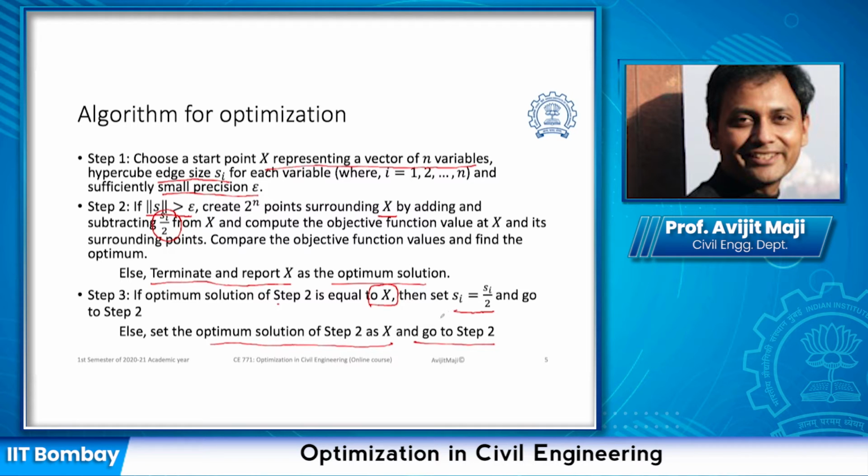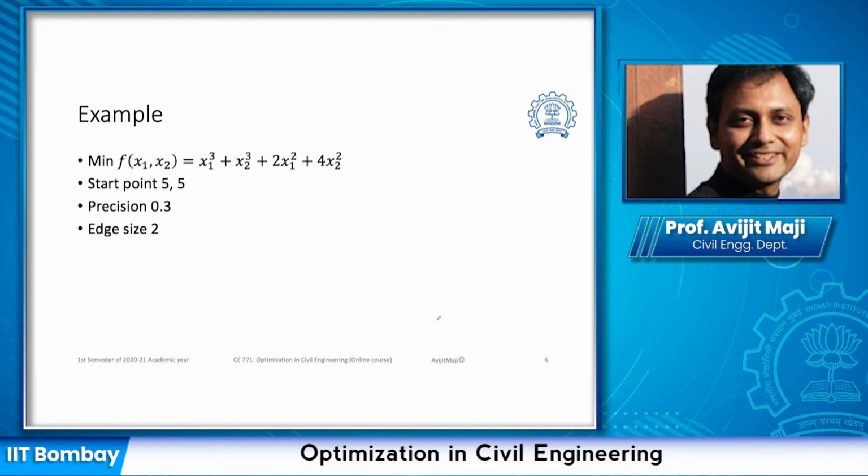So this method is going to be easy to understand through an example, and in this example we are using the objective function which we had used earlier as well. In this case, we are starting at the point (5, 5). There are 2 variables and we are setting the precision as 0.3 and the start edge size as 2. So we are looking into a cube, or in this case, since it is 2 dimensions, a square of size 2 by 2.